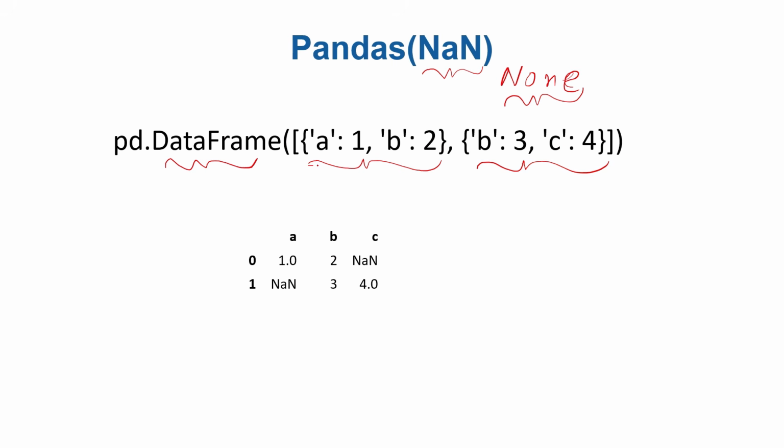So for example, that is one record with columns A and B. So A and B are the columns. On the first record, the value of A is 1 and the value of B is 2.